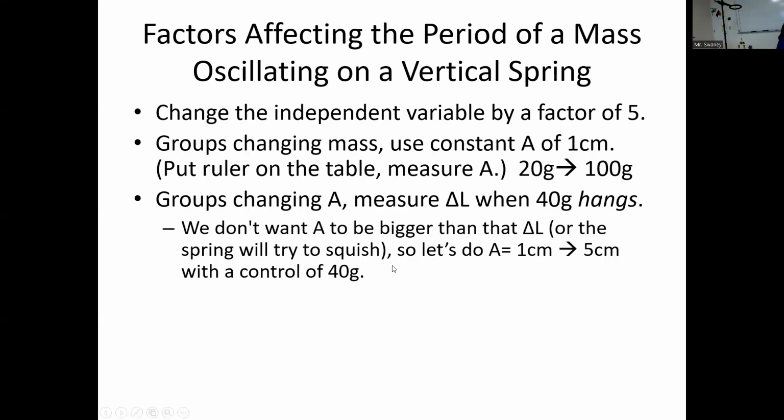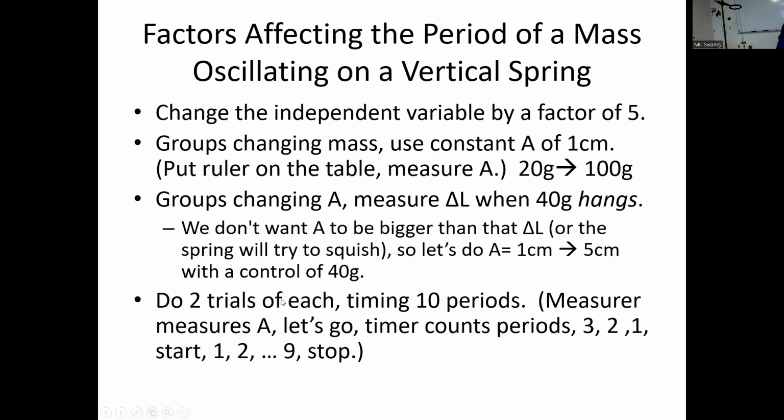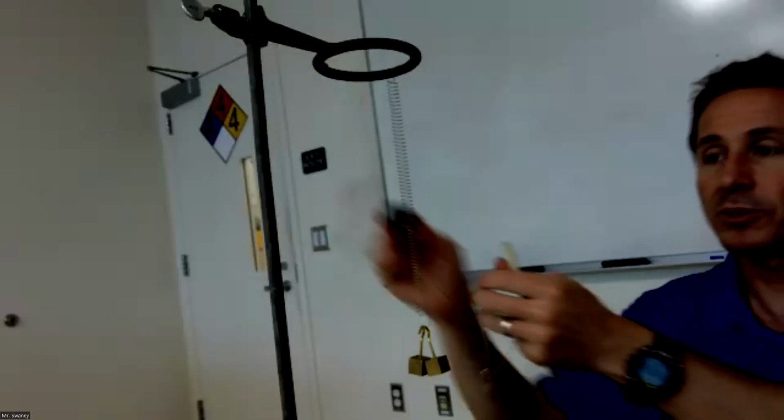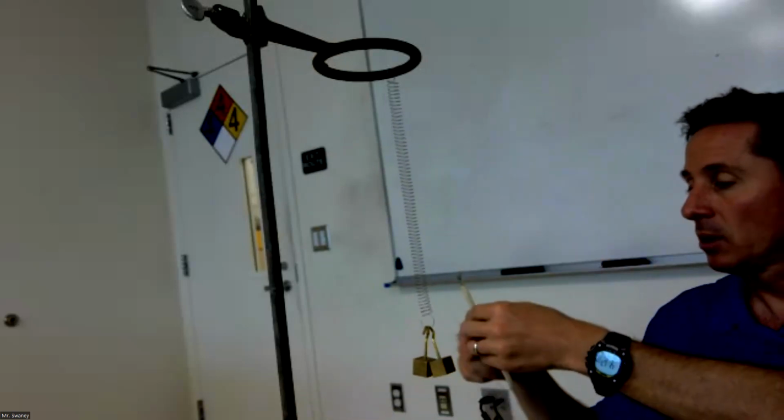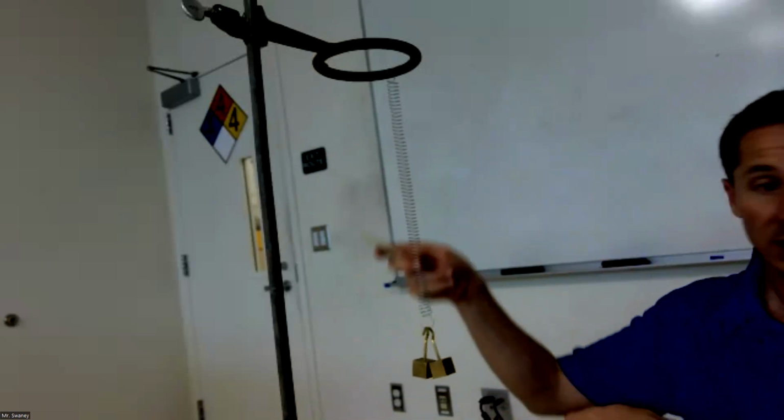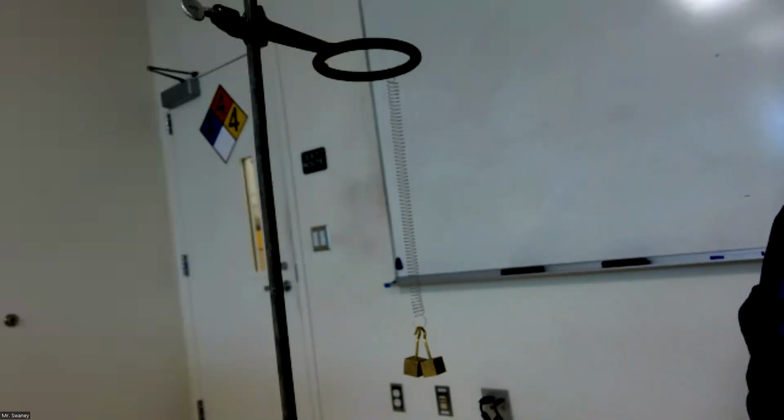So everybody, to save some time, we're going to do 2 trials instead of 3. Do 2 trials, timing 10 periods. So kind of like when we did the circular motion lab, if you remember when we had that rubber stopper on the glass tube. Oop, dropped a mass. Okay, and we whirled it around. We counted 10 oscillations of this thing when we were whirling it around. Okay, we counted 10 and then divided by 10.